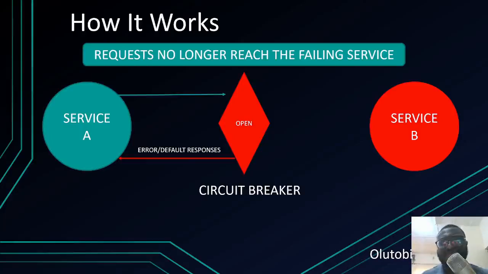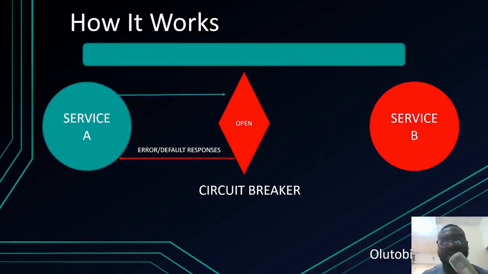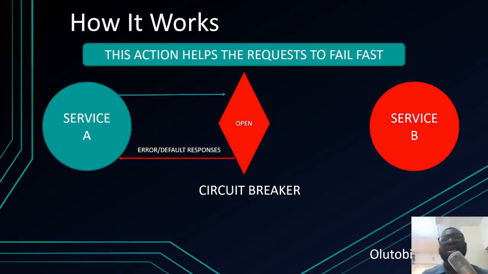Now, this is how a circuit breaker works in theory, and this is how it also handles the states when there are failing services on the downstream part of the circuit breaker. Now, this action will help the request to fail fast. So your user hits that endpoint, or your user hits that service, and it gets an immediate response. Even if it's an error response, it is fine as long as it's getting an immediate response and is not kept waiting.